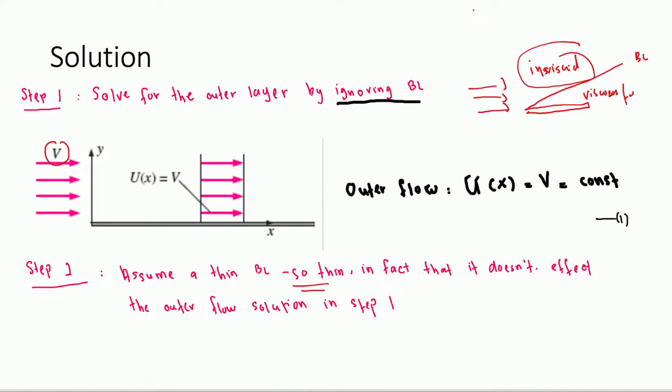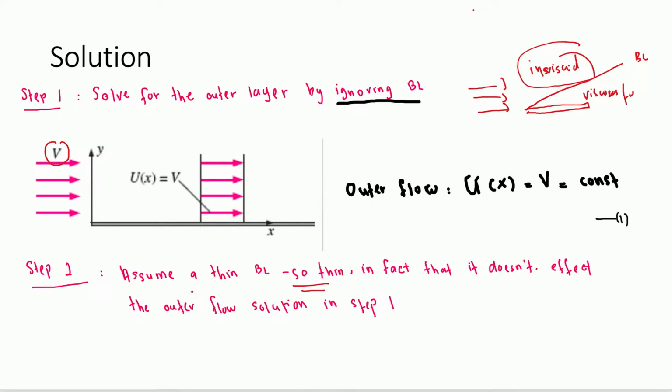For the solution, step number 1, solve for the outer layer by ignoring the boundary layer. We know when the flow passes over the flat plate, the boundary layer will develop. So we know that outside the boundary layer there is an inviscid flow and inside it a viscous flow. From here we can see that the flow at the inlet is equal to the flow at the outlet. So we can assume that the outer flow U(x) is equal to V, and it is constant. This is equation number 1.